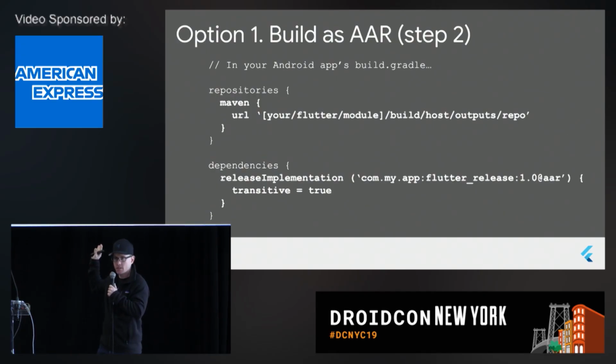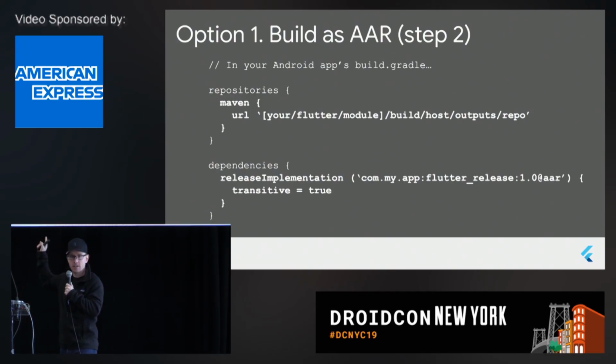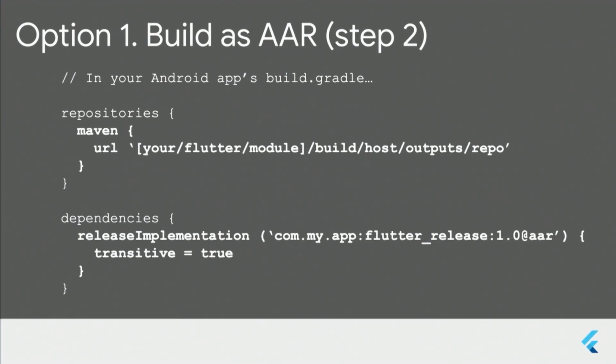So for the most part, you can copy and paste this, with the exception that you need to adjust your local path for your Flutter project, your Flutter module, and whatever package name you use in your Flutter module, you need to replicate that under release implementation. But at this point, when you build your existing Android app, you will now have your Flutter experience compiled into it. You're good to go.